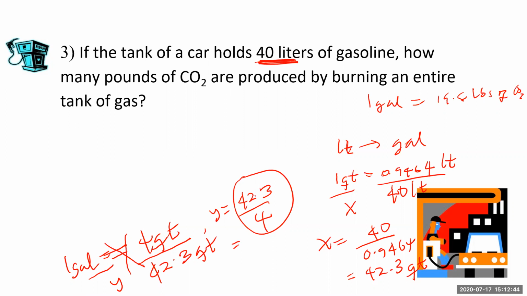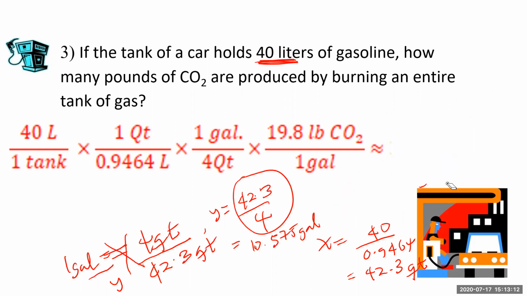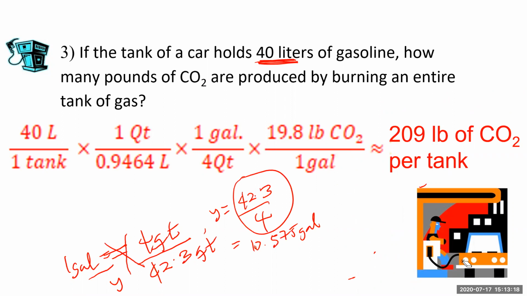So your goal was to change from liters into gallons. So 42.3 divided by 4, yes, that should give you 10.575 gallons. Now you can multiply this number of gallons by 19.8, and that will give you how much CO2 you have produced, okay? So what I did was the step-by-step approach, and if you want to go one shot using the factor label method, that is how you do that, okay?